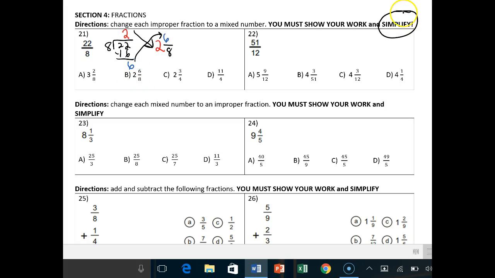That must be the answer. But you had to simplify. These are both even numbers. You can divide by 2. So your real answer should have been 2 and 3/4.